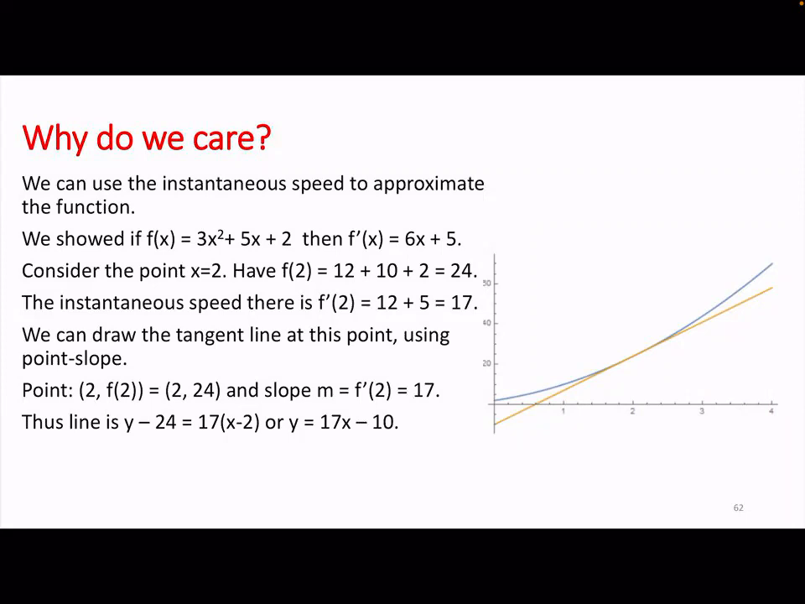Although I think it's actually a little bit better to write it as y equals 17 times x minus 2 plus 24. Because then you can see if I move a little bit away from 2, exactly how much we're changing by.